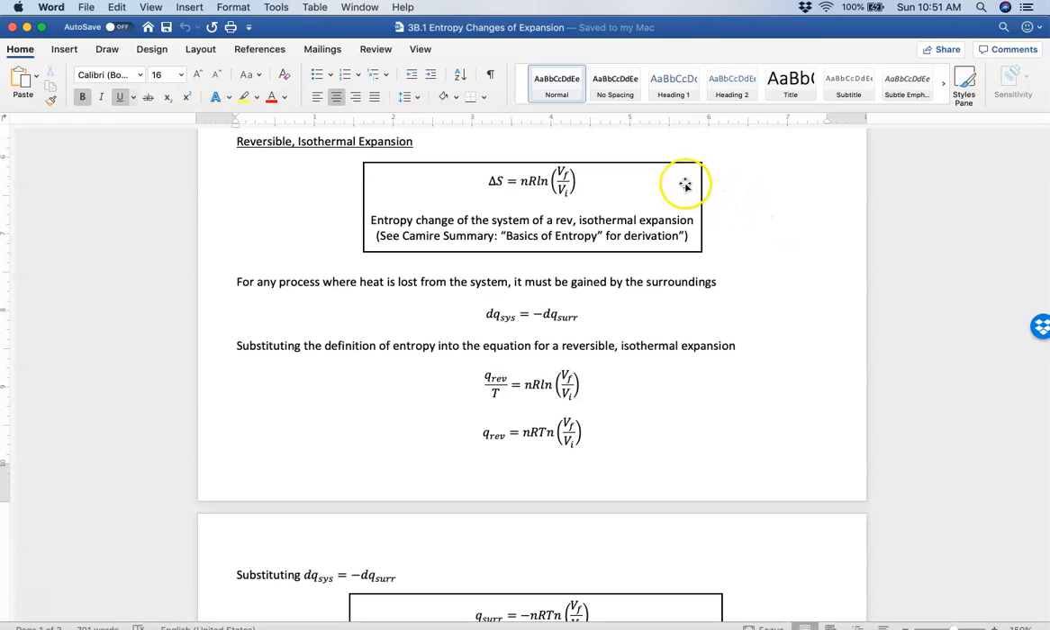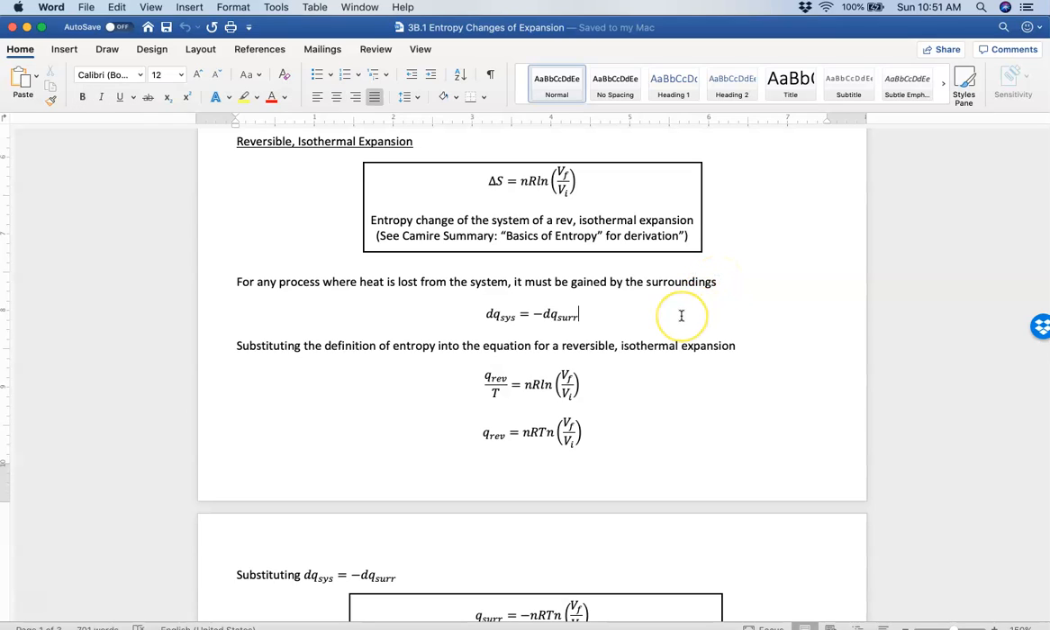We've already derived this equation in lecture, and if you'd like to revisit that derivation for reversible isothermal expansion, that's been uploaded to EC Learn in the file Basics of Entropy. So we know that the change in entropy is going to be equal to nR ln, the ratio of volumes, that the expansion took place.